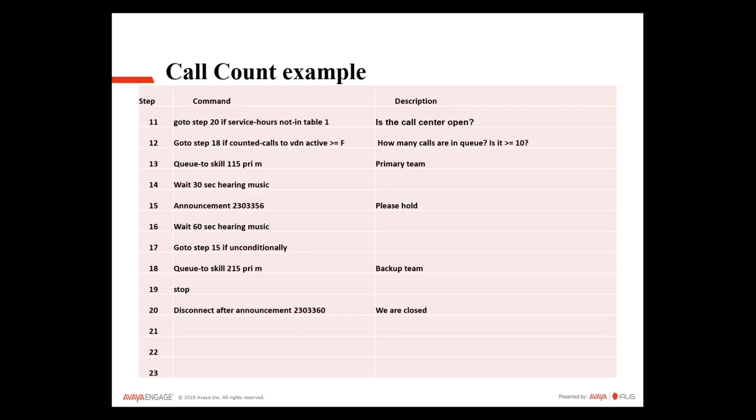So we're going to come in, and again, service hours, are we open? What this is going to do is essentially say how many calls are active in the VDN, or basically in queue on this VDN. So if they're greater than F, which we set to 10, then it's going to come down and queue to a different group, because only one group is doing the main call flow. If they get overwhelmed, we need it to go to a second group. So basically, this is going through and saying how many calls are active in the counted calls, and set it to F.